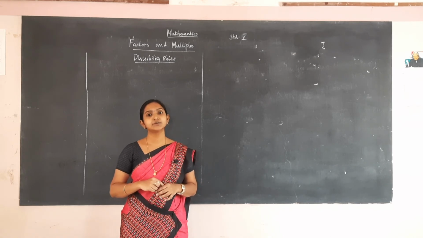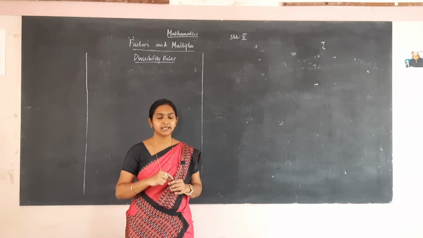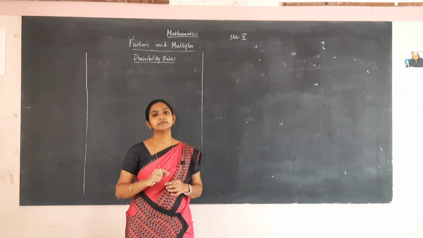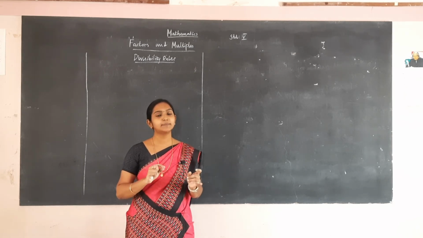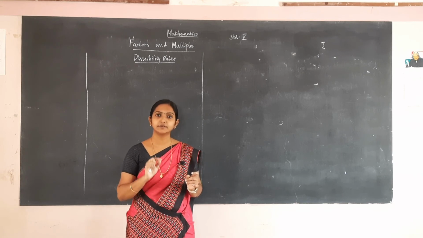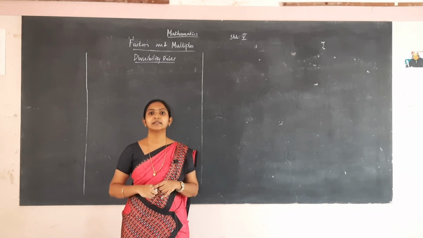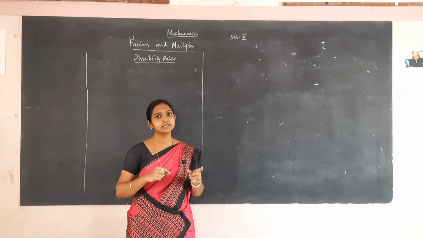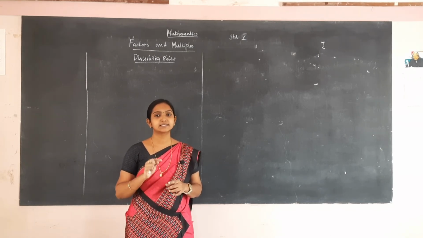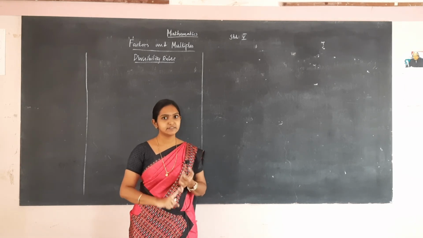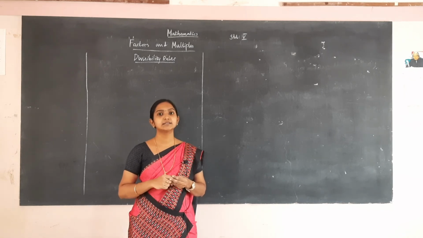Next, divisibility rule for number 5. If the number in the unit place is 0 or 5, then the number will be divisible by 5. Next, divisibility rule for number 6. If a number is divisible by 2 and 3, then the number will be divisible by 6.